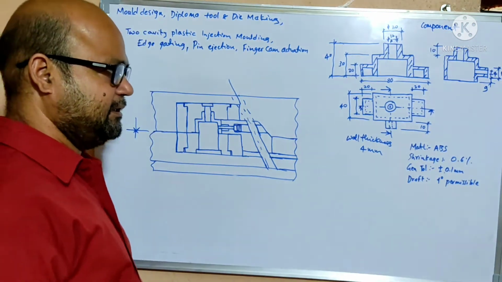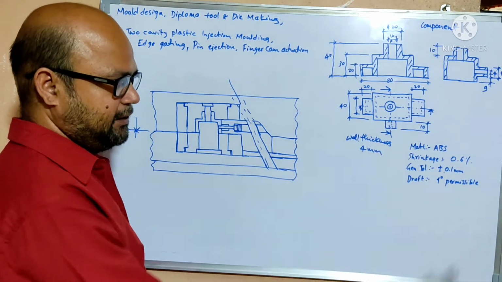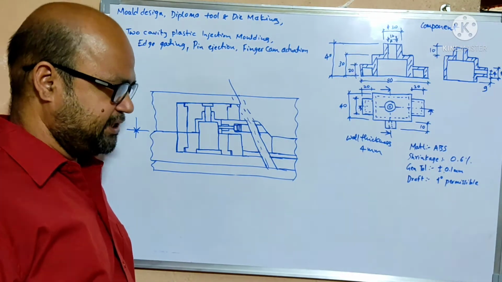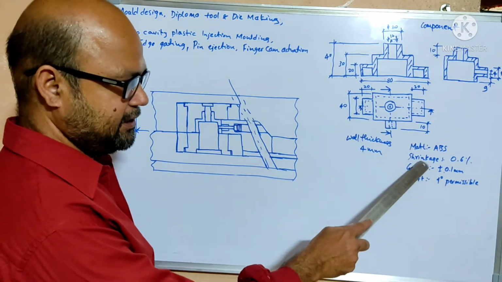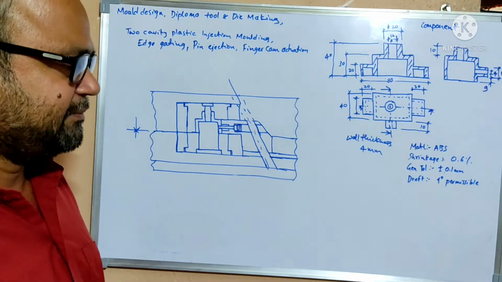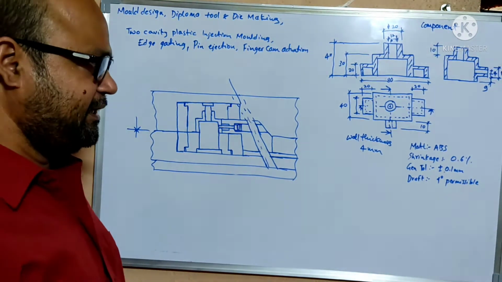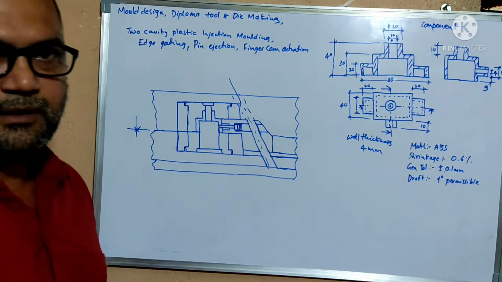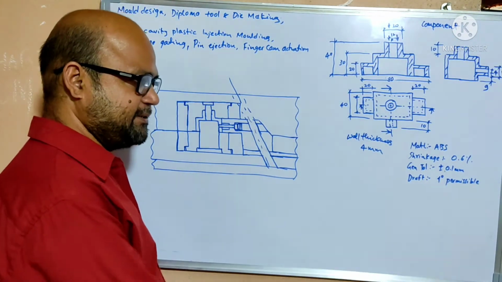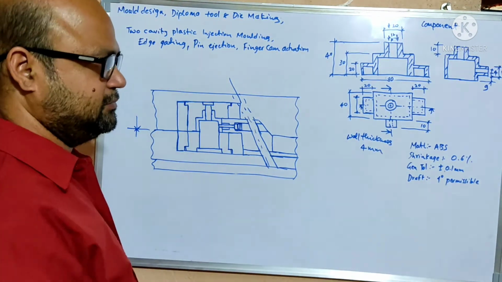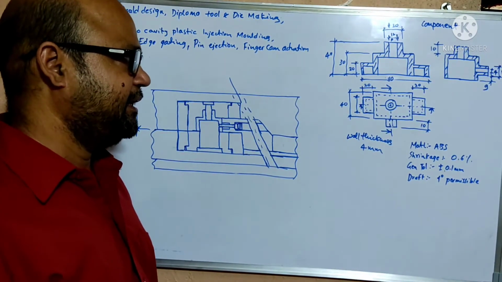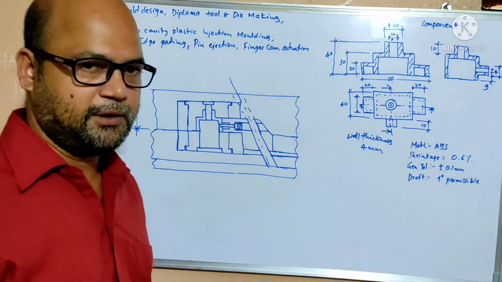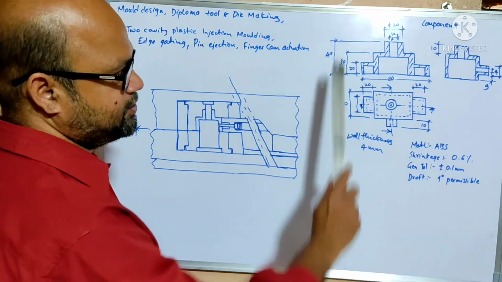The component is made of the material ABS, acrylonitrile butadiene styrene, and the shrinkage given for this plastic material is 0.6%. The general tolerance given for the component is 0.1 mm, and the draft permissible is 1 degree. Wherever the component thickness is there and the dimension is not shown, you have to take the wall thickness as 4 mm. This is the introduction to the component.